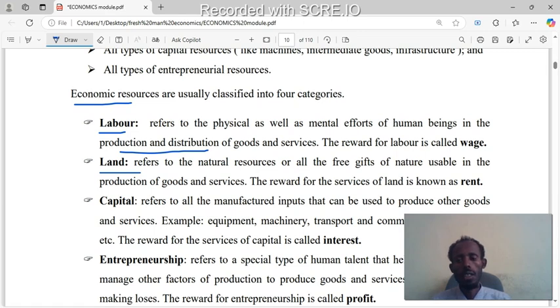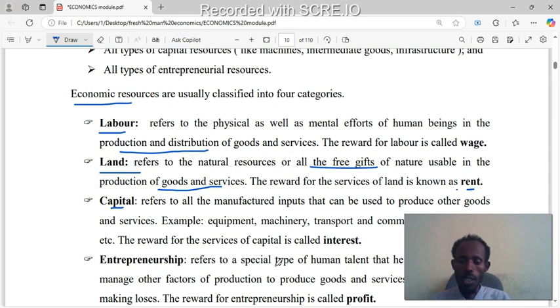Again, land refers to natural resource or the free gift of nature usable in the production of goods and service. Again, the reward for land is rent. Rentii fudhata jechuudha. Rentii kaffalama. Capital refers to all manufactured input that can be used to produce other goods and services. For example, equipment, machinery, transport, communication facility. All these are capital.